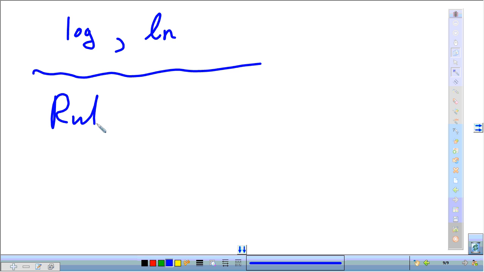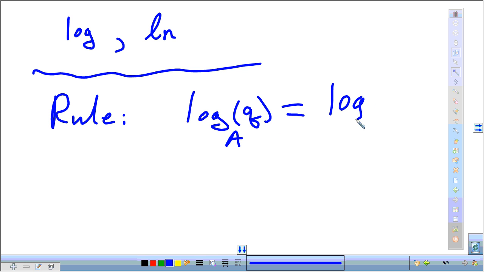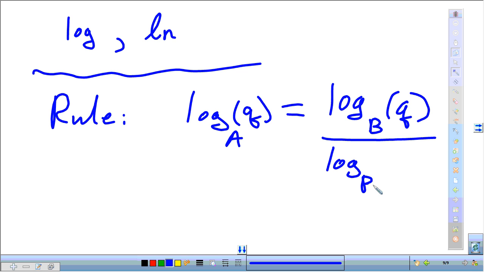So let's bring in another rule. If you have log with a particular base of something, so maybe log base A of something like Q, it can be converted into a different base. Part of that conversion is it's going to be log of the same quantity, but then it's changed by log of the other base.